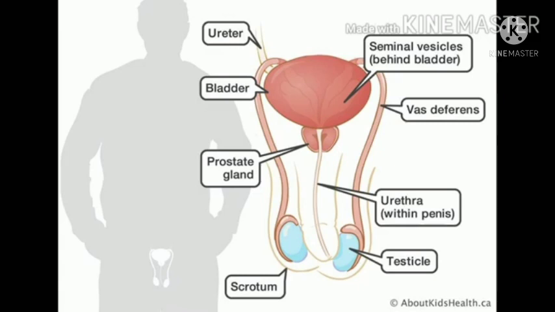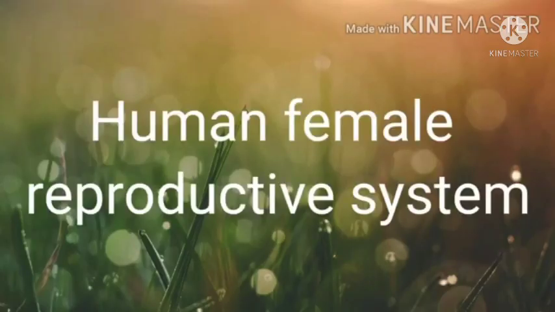All the organs of the male reproductive system are paired except the urinogenital duct, penis and scrotum. This is in short the study of the male reproductive system. Now let us go to the next system.